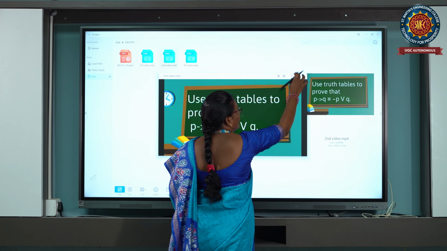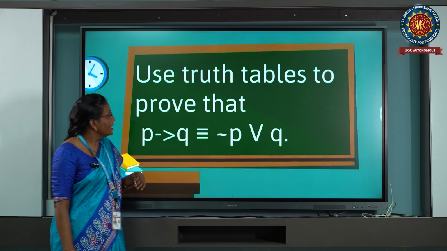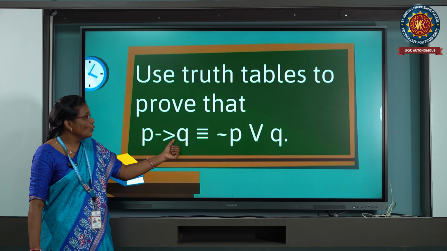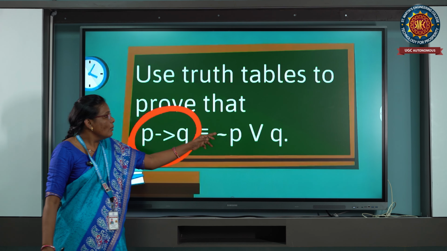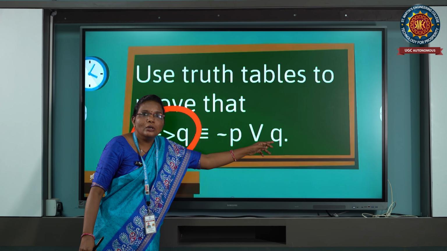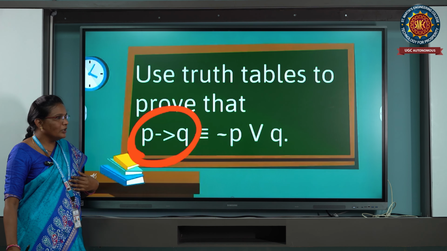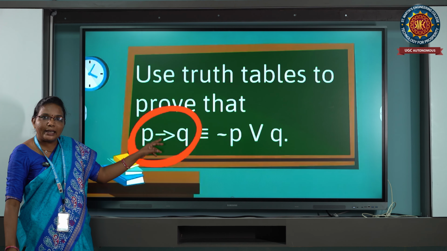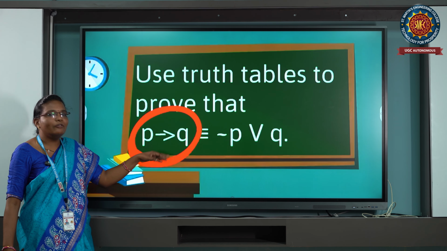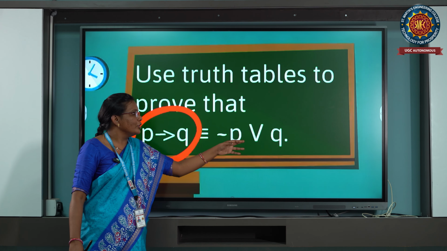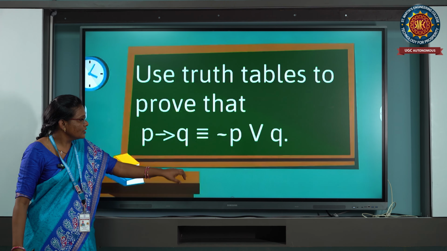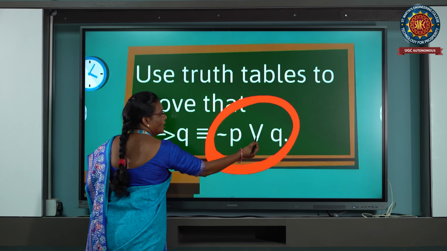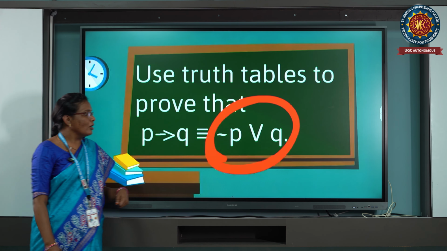Now see how we are proving this example here. I am taking: use truth tables to prove that P implies Q is logically equivalent to negation P or Q. See how they are proving this one. First we have to prove the P implication Q. Then only we can go for the negation P or Q. Next, negation P or Q they are going to perform here.